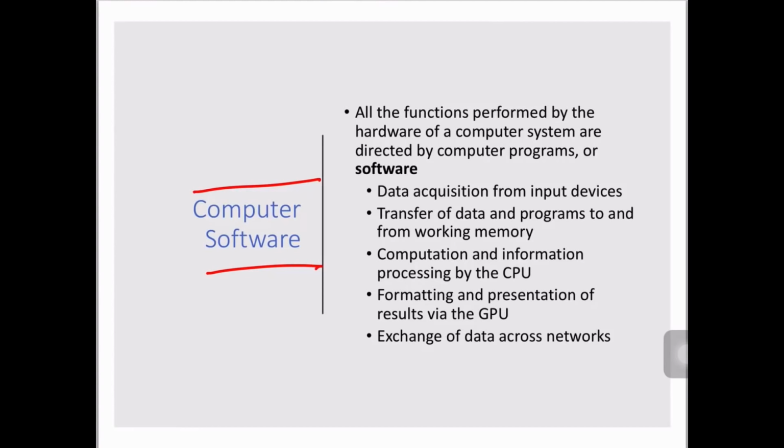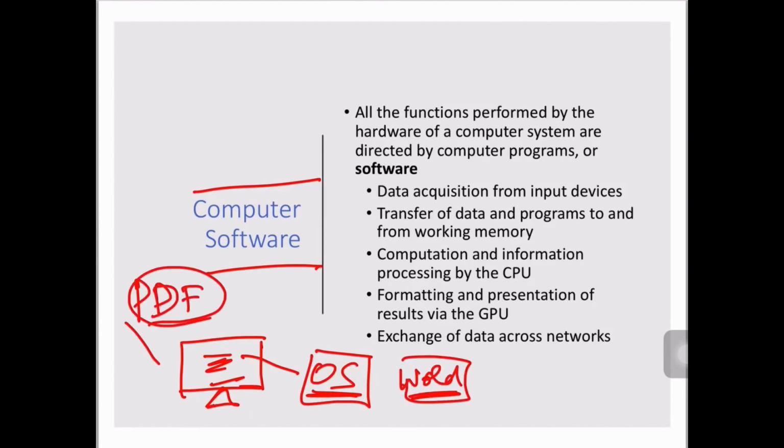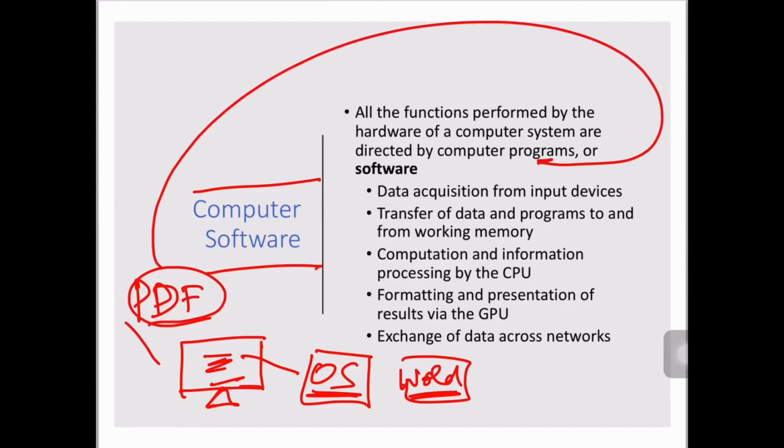All functions performed by the hardware of a computer system are directed by computer programs or software. Basically, as I said earlier, this is a hardware piece, this is a hardware piece, and the operating system is software. Microsoft Word is software. A PDF reader is software. Anything which is not tangible, which is not hardware, and which helps to run computer programs, we call software.